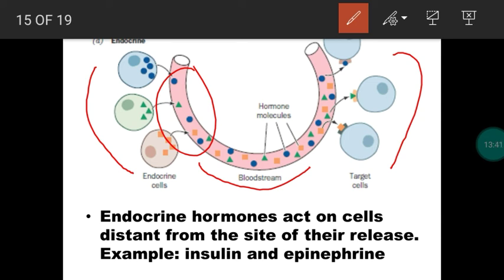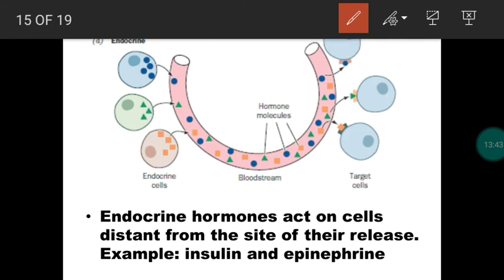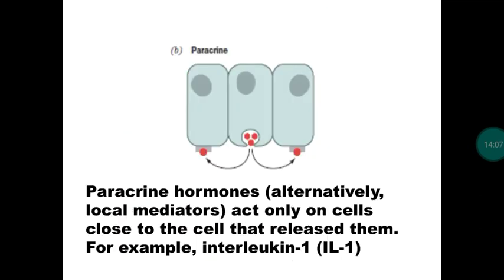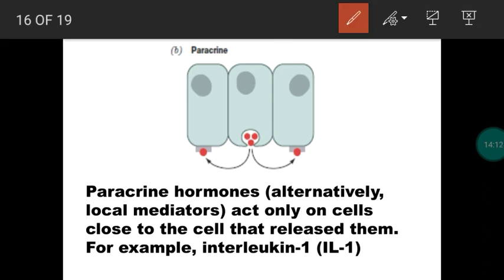Okay, what about the distance? So the distance between the hormones and the target cells is more. So these hormones are called endocrine hormones. So endocrine hormones act on target cells at a greater distance. Example: insulin and epinephrine. Second type of hormone based on the distance is called the paracrine hormone.